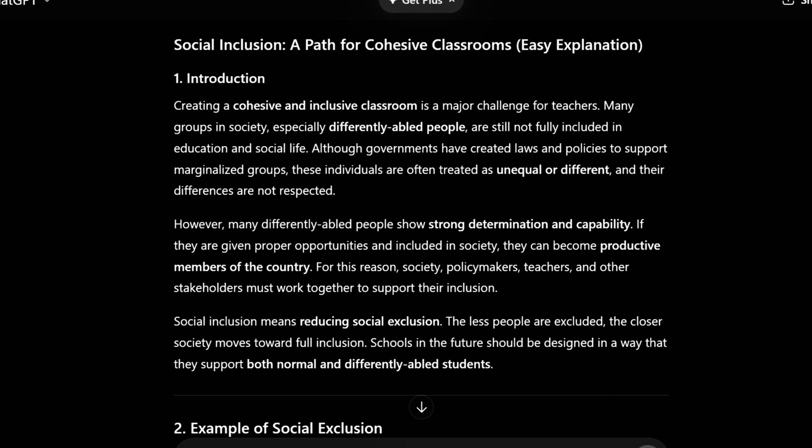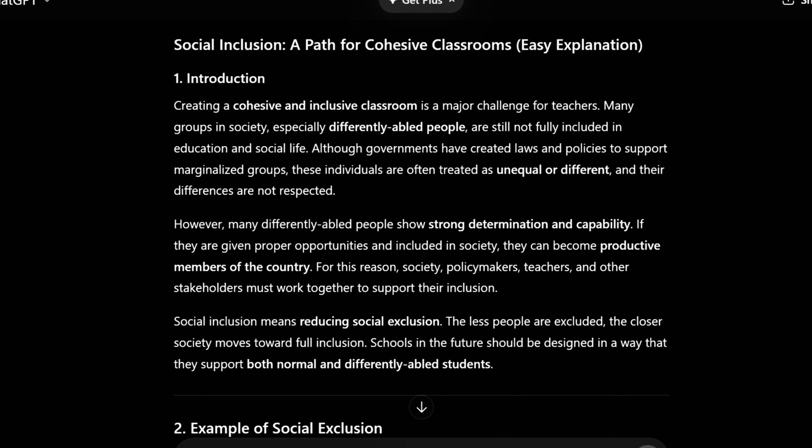However, many differently abled people show strong determination and capability. If they are given proper opportunities and included in society, they can become productive members of the country. For this reason, society, policymakers, teachers, and other stakeholders must work together to support their inclusion.